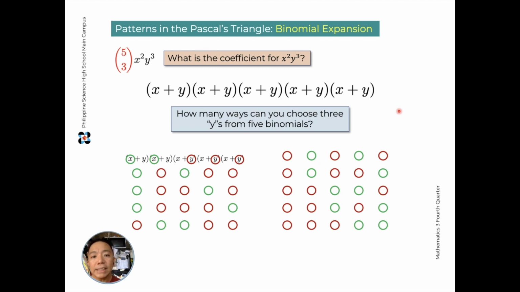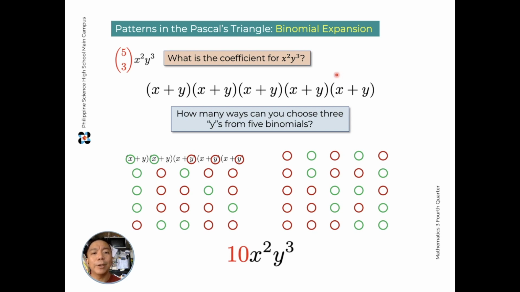And 5 choosing 3 is equal to 10 by exhaustion. Lista natin lahat. But we could also compute that na 5 factorial over 3 factorial, so that's 5 times 4, 20, divided by 2 factorial, or 2, get 10. So the coefficient of x squared y cubed is 10. So yun yung connection ng combination sa binomial expansions.